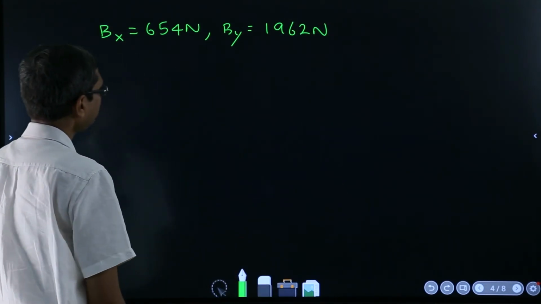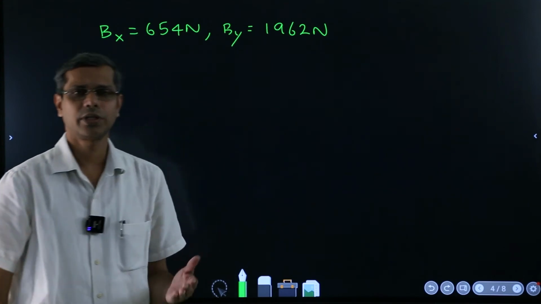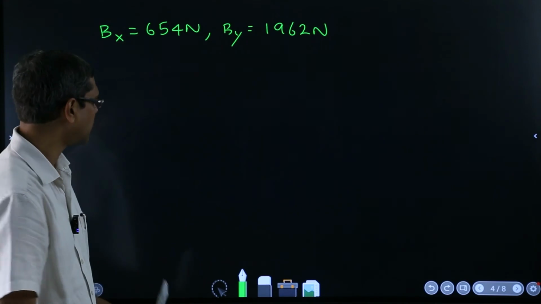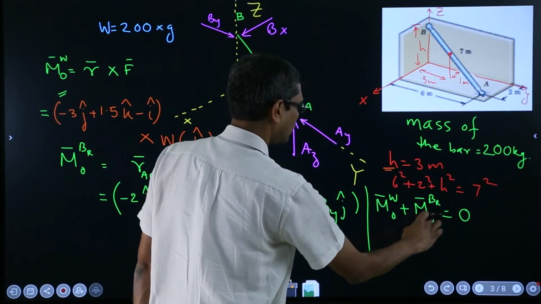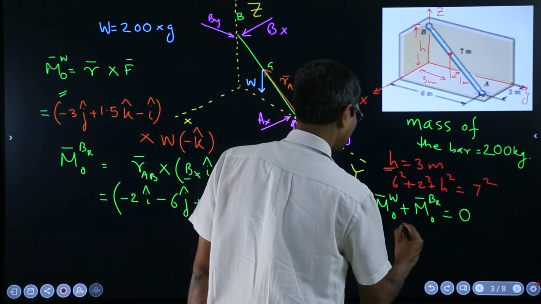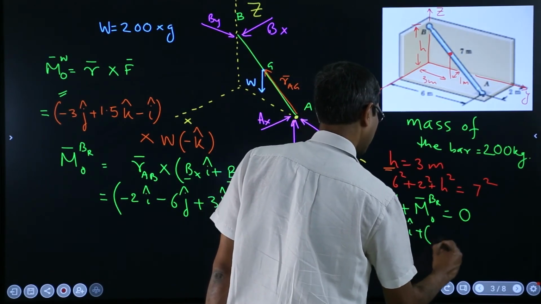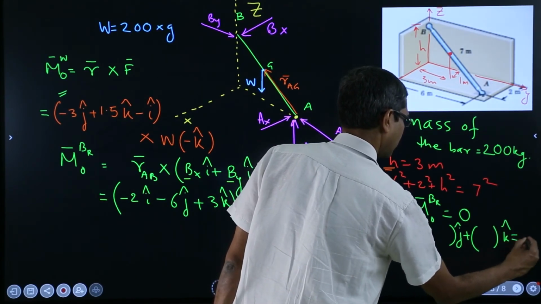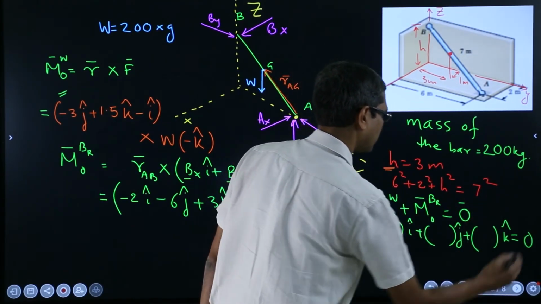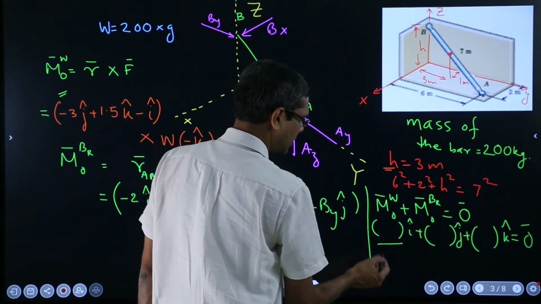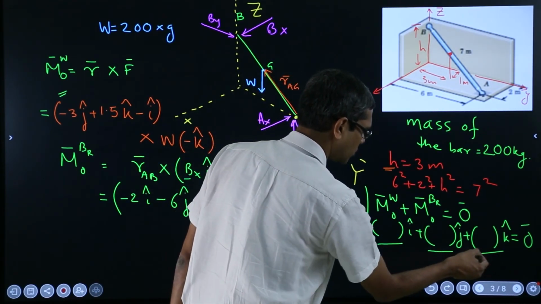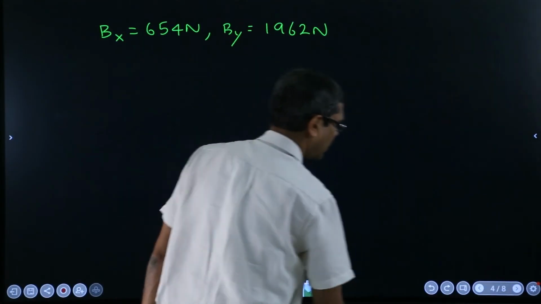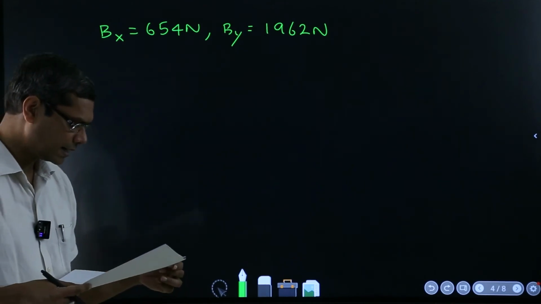Because that's a vector equation, it will actually be 3 scalar equations. If you expand, you will have something times i plus something times j plus something times k equal to 0, because this is a vector equation. So this goes to 0, this goes to 0, this goes to 0. From there you will be solving for Bx and By and you will get these values.